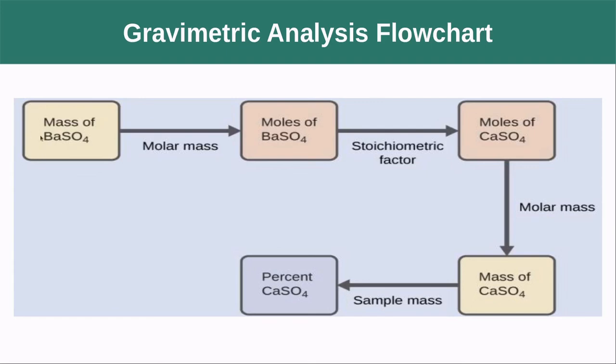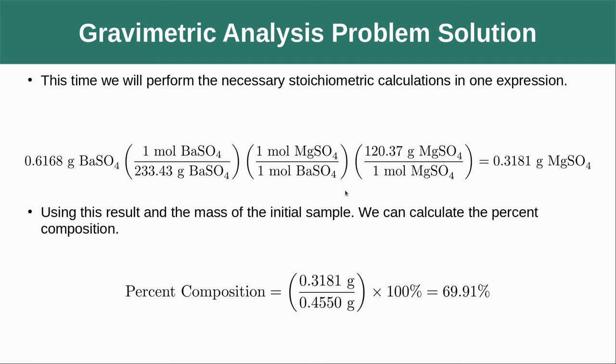So we're going to start with the mass of barium sulfate. We will use its molar mass to figure out the moles of barium sulfate. I hope that you guys have noted that the first step in almost all of these problems is knowing the moles of the compounds that we have. We'll then use the stoichiometric factor to figure out the moles of magnesium sulfate that we should have. Then we'll go back through the molar mass of the magnesium sulfate, get the mass of magnesium sulfate, and then we will divide by the sample mass to get the percent of the magnesium sulfate. So let's start off here.